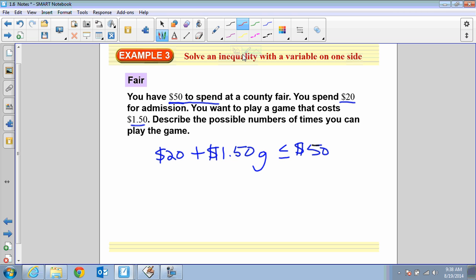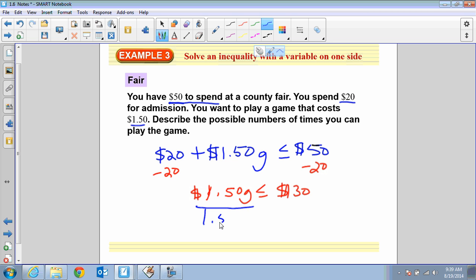So then if you simplify that, subtract 20 from each side for the admission from the $50 you had to spend, and you have $1.50 per game, which is less than or equal to, you have $30 left to spend on games. Okay. And then since it's $1.50 per game, you have to divide that by $1.50. I know that's ugly. Fix that sign right there.